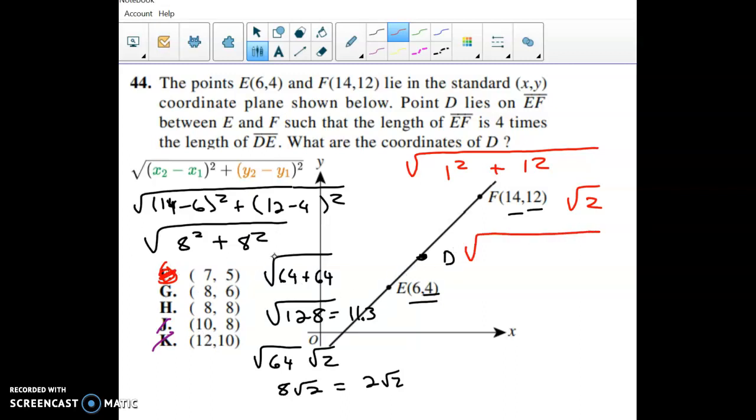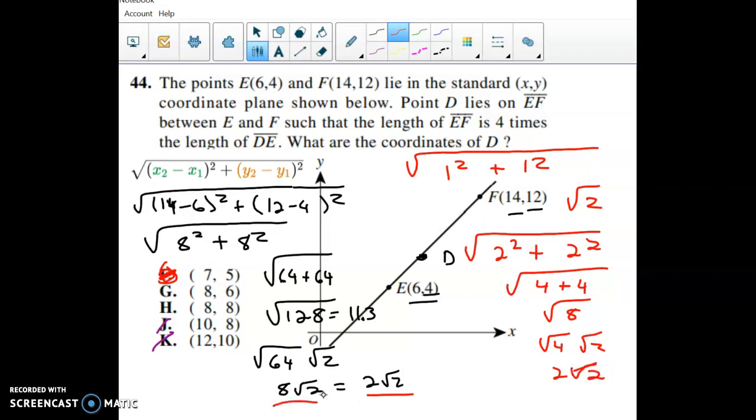Okay, so now I'm going to do 8 minus 6, so that's 2. So I'm going to have 2 squared. And then the y's would be 6 minus 4, so that'd be 2 squared again. I think this is going to work out. So that'd be 4 plus 4. So that'd be square root of 8. And then if we clean that up, that'd be square root 4 times root 2, which would give us 2 root 2, right? Which is what we were hoping to get, right? Because that would be a fourth of 8 root 2. Okay, so that would be G then, gave us the right distance.